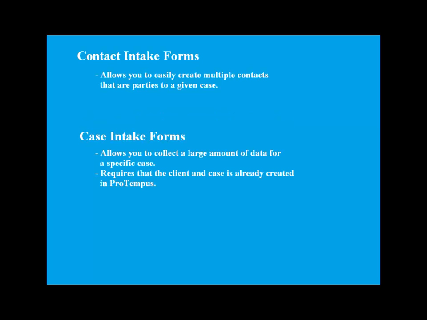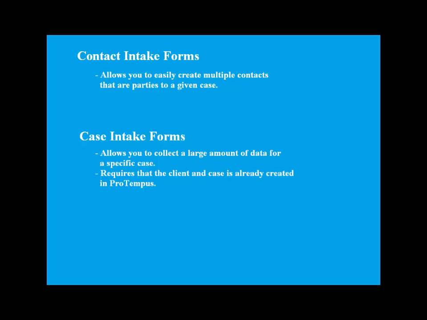The first is a contact intake form, that allows you to create one or more contact records and capture data about each contact. This type is useful for adding a corporation with multiple shareholders to your contacts. Another example would be adding a new client and their family members for the creation of a will.